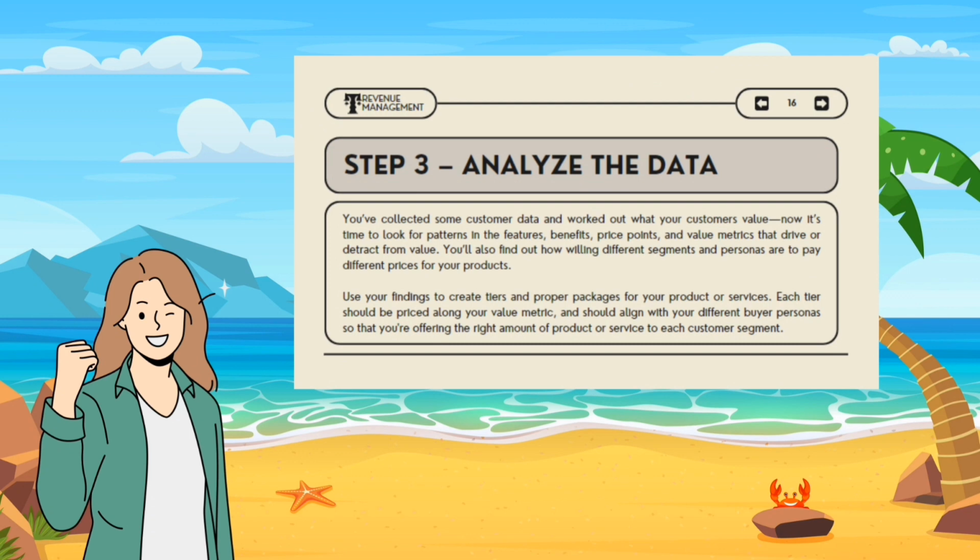You've collected some customer data and worked out what your customers value. Now it's time to look for patterns in the features, benefits, price points, and value metrics that drive or detract from value. You'll also find out how willing different segments and personas are to pay different prices for your products. Use your findings to create tiers and proper packages for your product or services. Each tier should be priced along your value metric and should align with your different buyer personas so that you're offering the right amount of product or service to each customer segment.